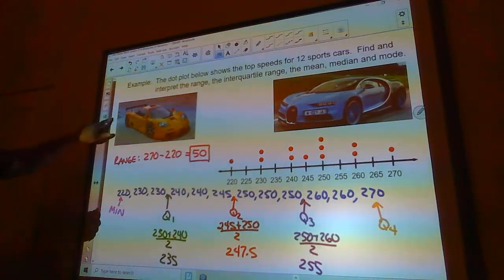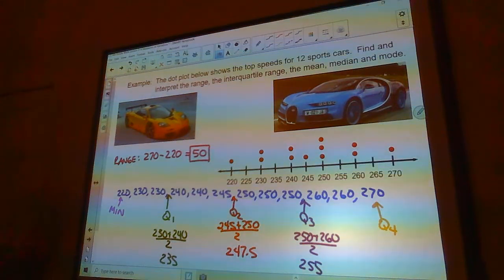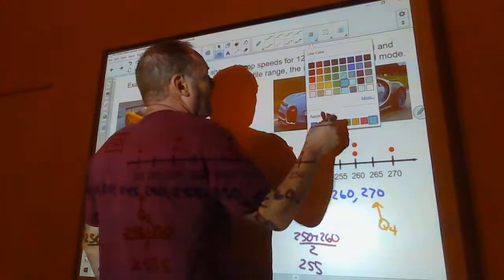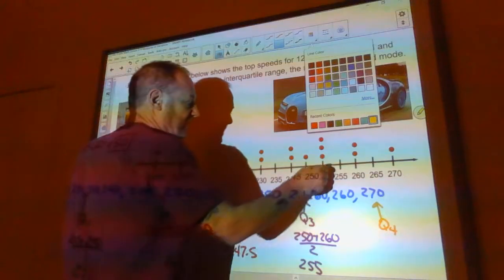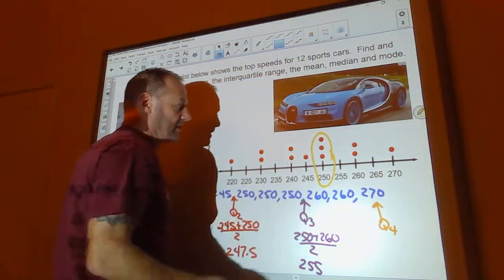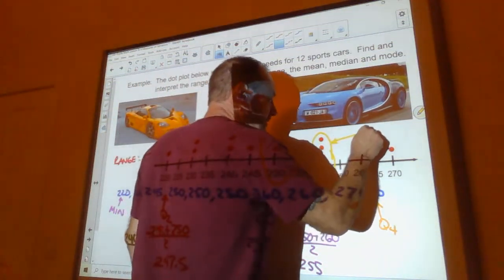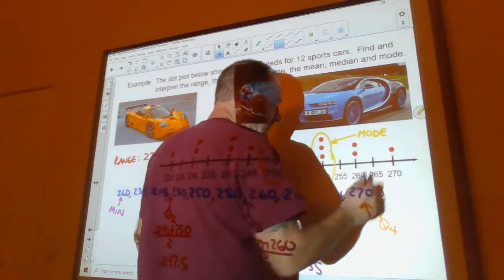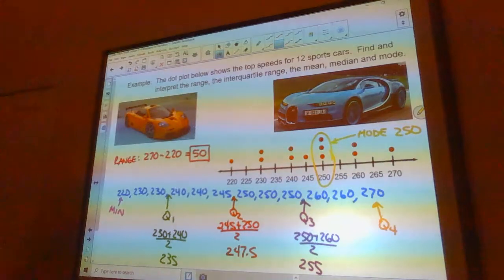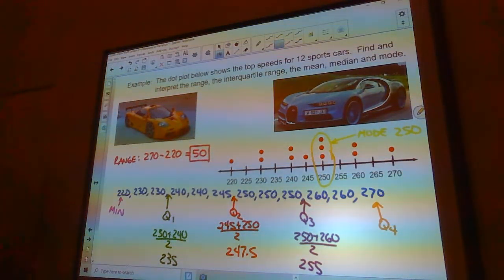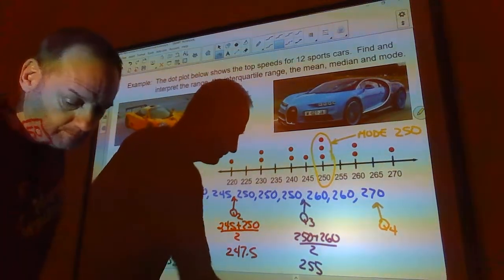Okay, and then, let's see, my mean. I haven't calculated my mean or my mode yet. Now, the mode is super easy. The mode is the one that occurs the most. That's going to be this one right here. So the mode is going to be 250. That's the only one that occurs 3 times. So I just have my mean left to find, which is the one that takes the most work.